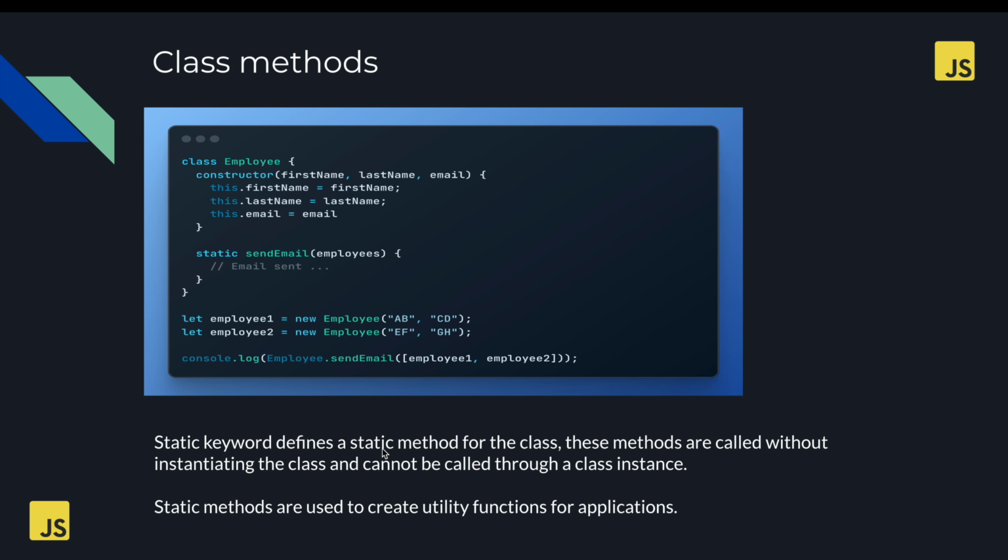Now the static keyword defines a static method for the class. These methods are called without instantiating the class and cannot be called through a class instance. Static methods are used to create utility functions for applications.